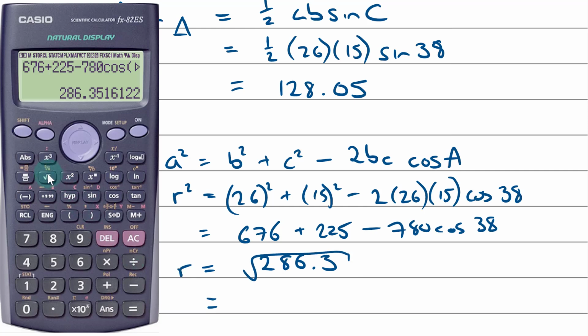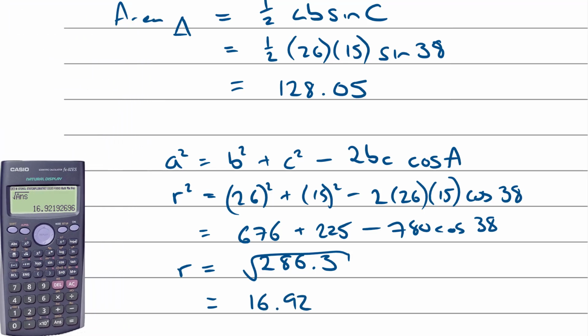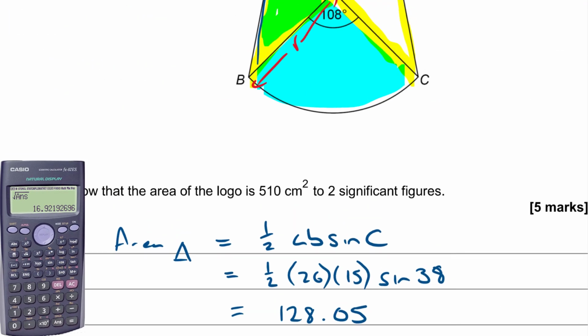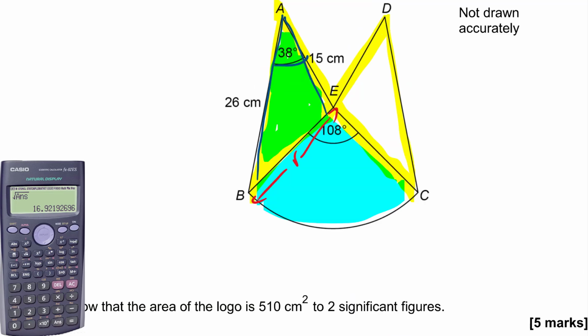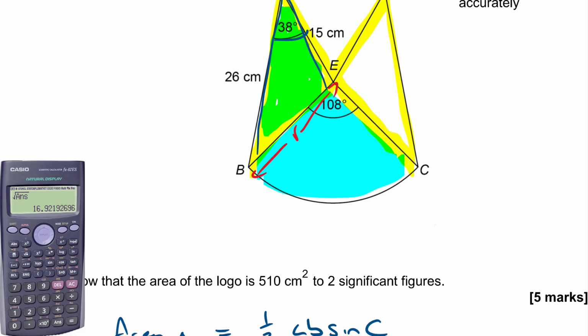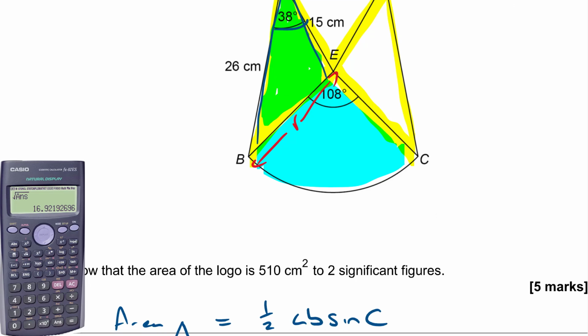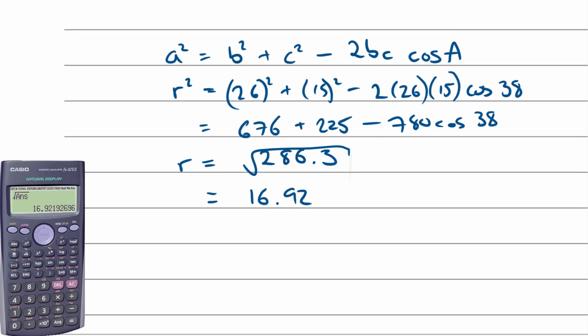Remember that's r squared, so r is going to be the root of that. So square root in my answer. I make that 16.92. Always good just to check for sensibleness. Does that look right in that diagram? 16.92, a bit under 17. That looks good. Okay, so now we've found r, we can then use it to find the area of that sector.